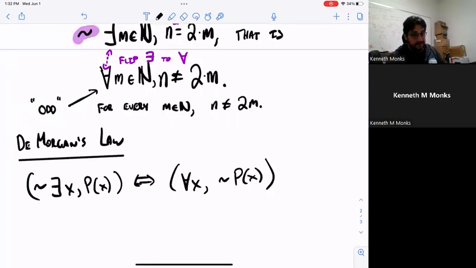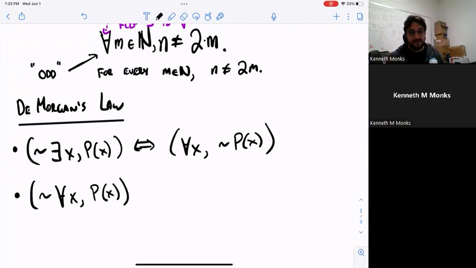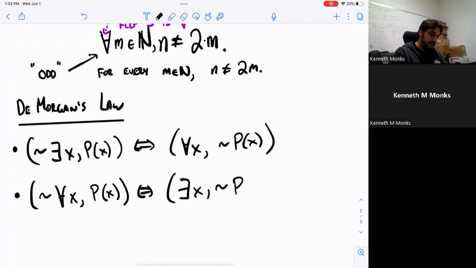So that's De Morgan's law. You can move the not inside and change the quantifier. It turns out you can also do it if you're starting with a negation of a universal quantifier. It works the same way. If you want to move the negative inside, you can do that for the price of changing the quantifier, right? You can change the for all to a there exists as you move it inside. So this is De Morgan's law.